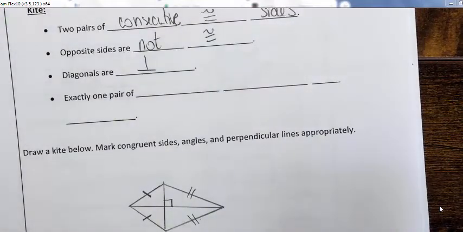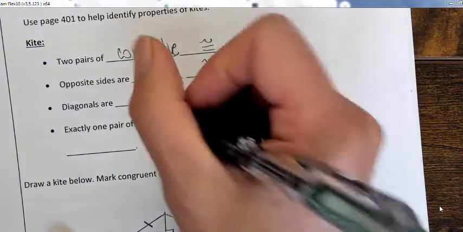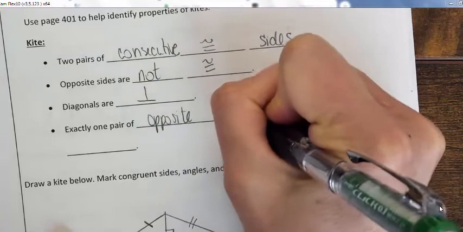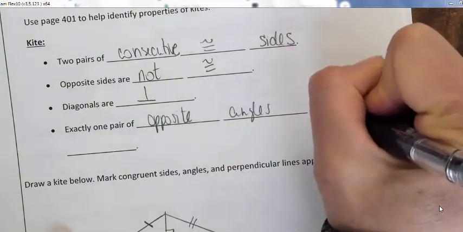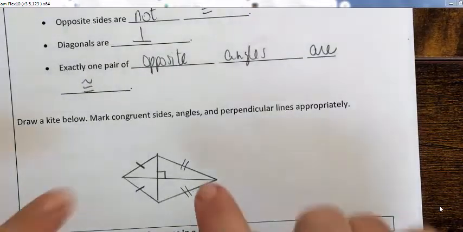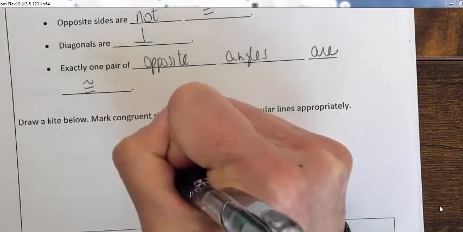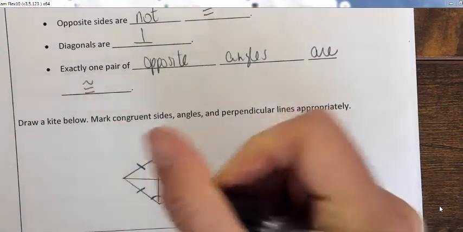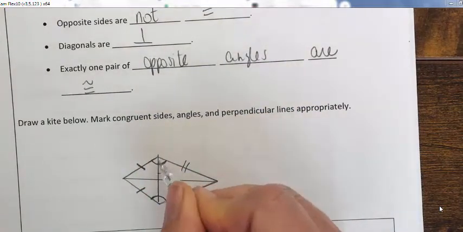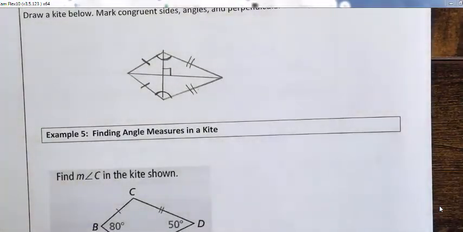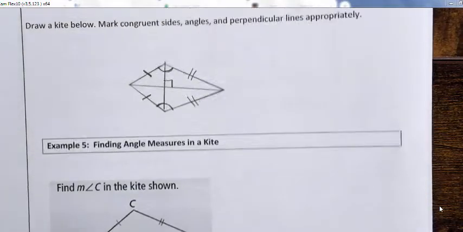And there is exactly one pair of opposite angles that are congruent. Exactly one pair of opposite angles are congruent. And those are the two angles that are between the two non-congruent sides. So this angle here and this angle here. The angles in between the two non-congruent sides are always going to be congruent to one another. All right, so we drew it, we marked the congruent sides, angles, and perpendicular lines. Perfect.